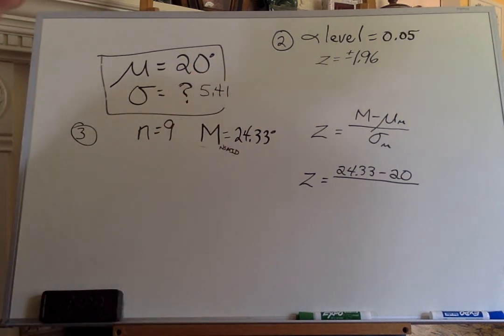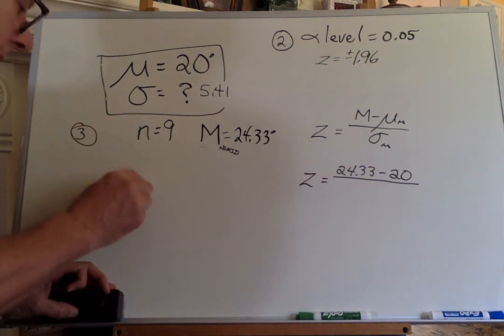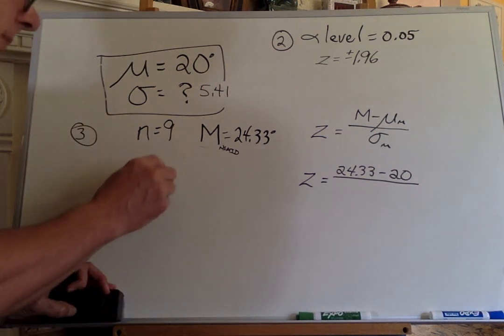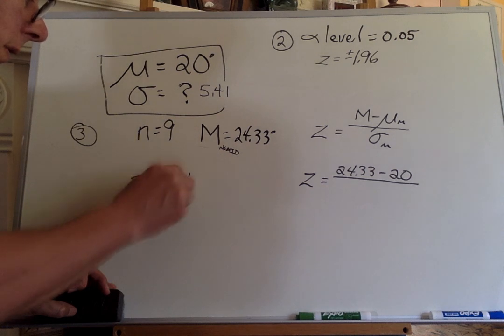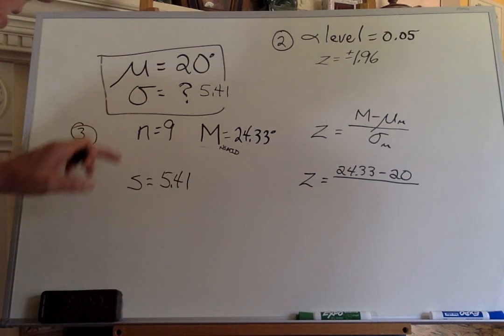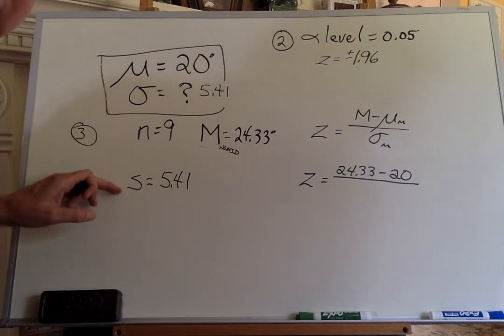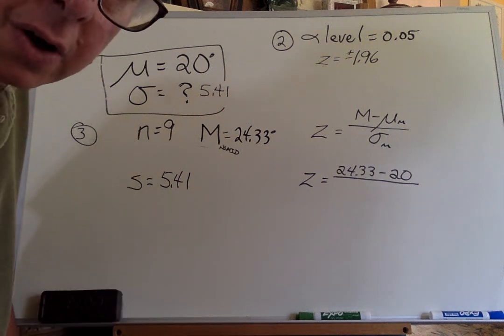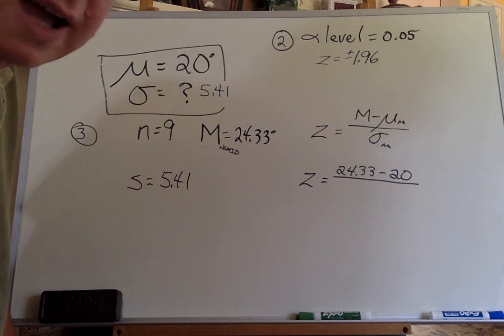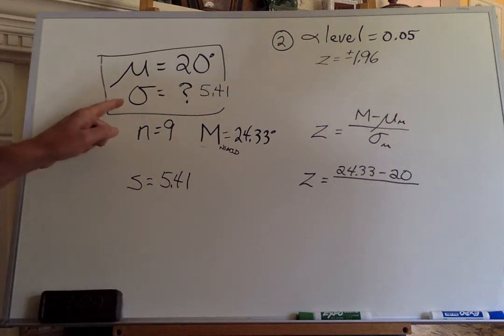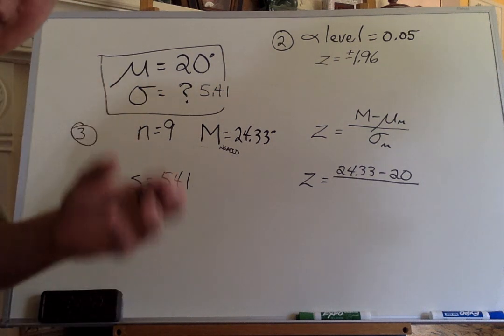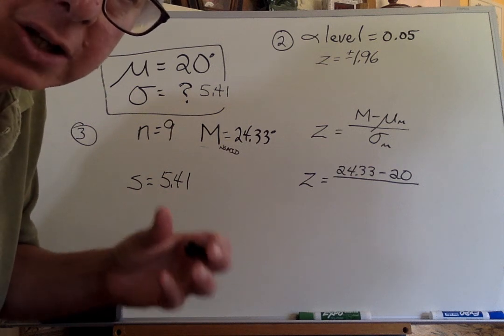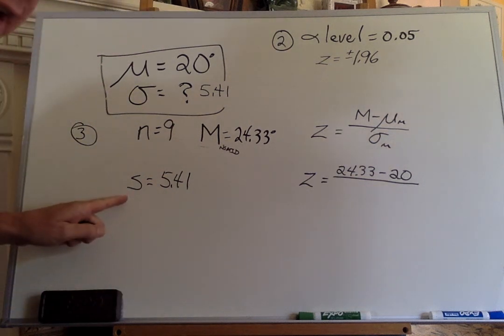That's what we're going to use. But we're going to use this symbol. Instead of sigma, we're going to use little s. And the reason for that is because it is a guess after all, okay? Sigma means that you have that information, the population parameter. This means that you're guessing for it, okay?